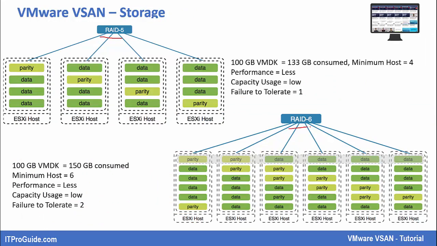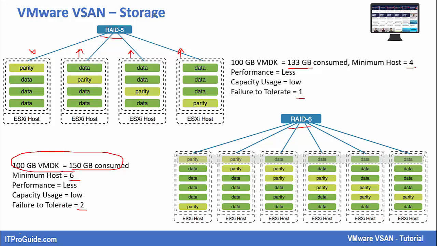Now look at the other two options, RAID 5 and RAID 6. In a RAID 5, the failure to tolerate is equal to 1. The VM functionality will continue for a single host failure. The performance will be less compared to RAID 1. Capacity usage is low because if you have a 100 GB VMDK, it will consume only 133 GB. The minimum number of hosts required is 4. When it comes to RAID 6, the consumption of capacity is a bit higher, but it offers you failure to tolerate 2. Performance is a bit low, capacity usage is also low, so you can save some space on your hard disk.